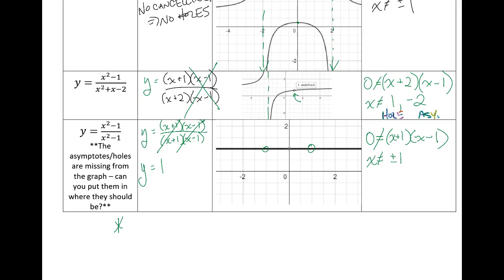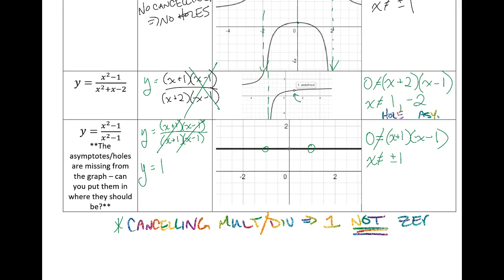And this is where we have to watch out, because canceling multiplication and division results in 1, not a 0. Only adding and subtracting cancel out to be 0. So that's where that language kind of becomes a little bit weird. So always watch out. If everything else goes away in terms of multiplication and division, you can expect it to be a 1 that's remaining.